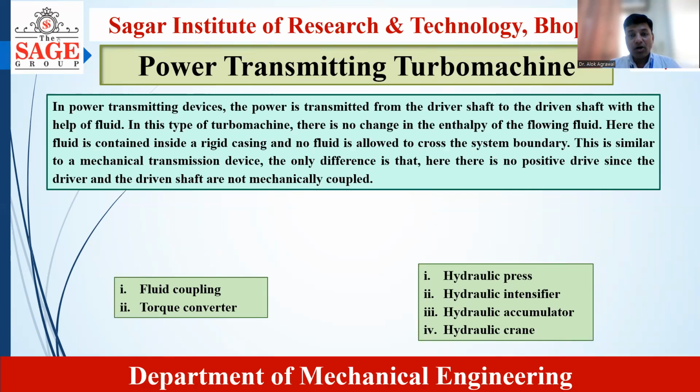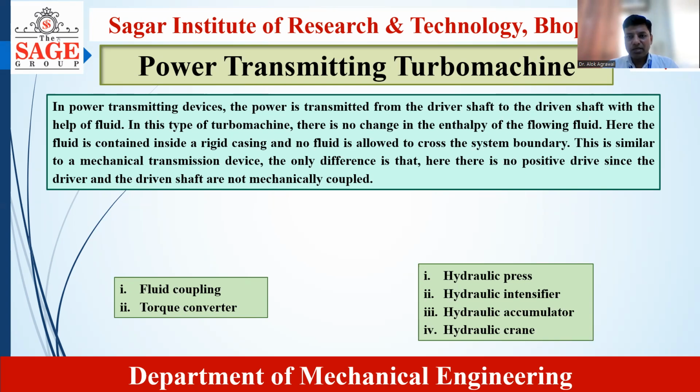Now, in this turbo machine, there is no change in enthalpy of the flowing fluid. That is, the enthalpy of the flowing fluid will remain constant. The fluid is in a rigid casing, confined in a boundary, and it is not allowed to cross that boundary. In power generating and power absorbing machines, the fluid can cross the boundaries, meaning fluid is coming, interacting with the turbo machine, and going somewhere else. But here in power transmitting turbo machine, the fluid is not allowed to cross the system boundary. And this is equivalent to a mechanical device.